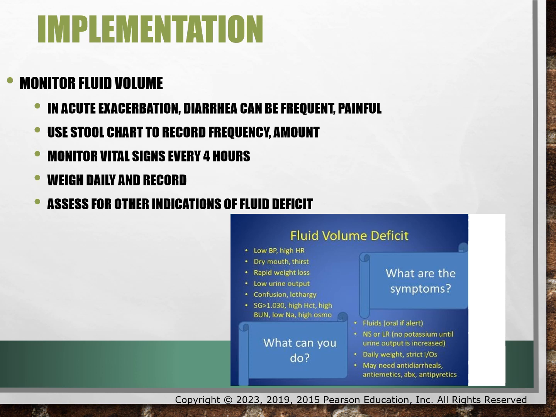Assess for other indications of hypovolemia: warm, dry skin, poor skin turgor, dry, shiny mucous membranes, weakness, lethargy, complaints of thirst. The extent of fluid loss may not be readily evident with diarrhea, particularly if the patient uses the bathroom without assistance. Systemic manifestations of fluid volume deficit may be the first indications of the problem.